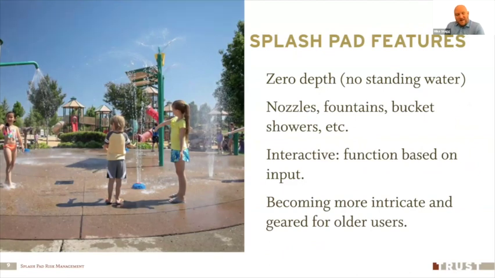So just some features of our splash pads. A splash pad is zero depth. There's no standing water. There are nozzles and fountains and buckets and showers, and there are some interactive components to this. You may have a button that a user has to run over and push in order to make the features turn on. There may be a spray gun that they can move around and spray their mom and dad with.